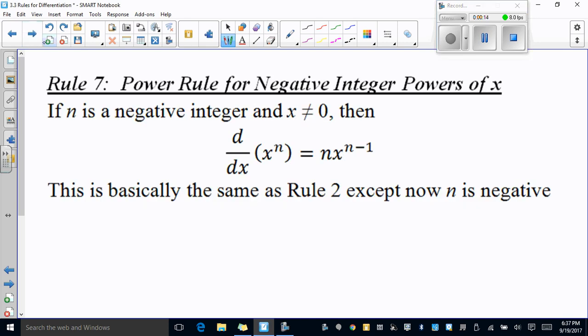Okay, rule number 7, power rule for negative integers. If n is a negative integer and x does not equal 0, then d dx of x to the n power, where again n is a negative number, is n times x to the n minus 1 power. This is basically the same as rule 2, except now n is a negative number. So say we had x to the negative 1 power. The derivative would become negative 1 x to the negative 1 minus 1, or negative 1 x to the negative 2 power, which can be written as negative 1 over x squared.